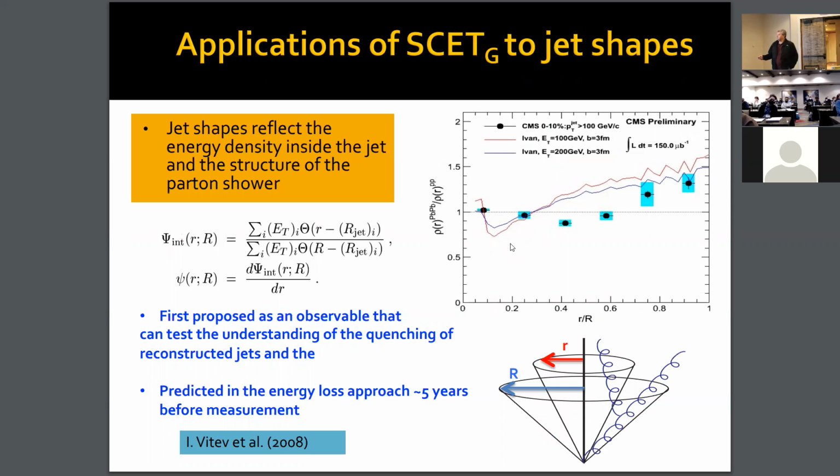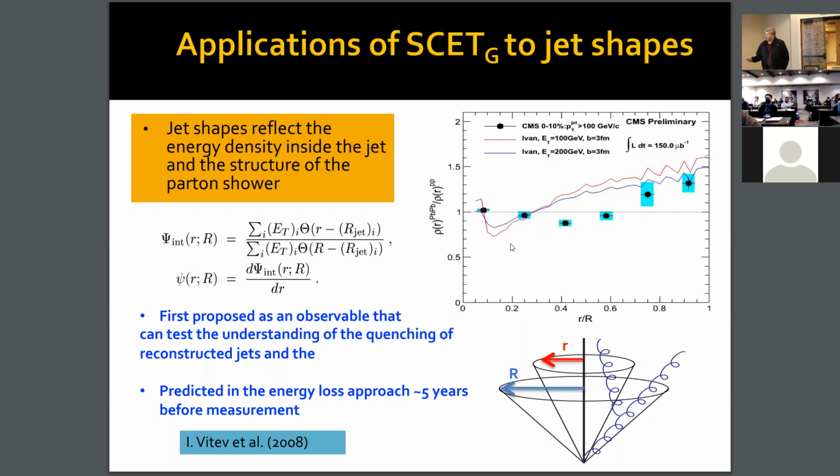Now, the first thing that we did, and in fact that was done before the formulation of SCET_G, so it was not done with the full splitting functions, it was done in the energy loss approach, but 5 years before the first measurement of jets was made in heavy ion collisions, with collaborators, we managed to predict not only that the cross-section will be suppressed by a factor of 2 to 4, which is exactly what was measured, but we also managed to predict that the substructure will be changed. And that substructure was the jet shape.